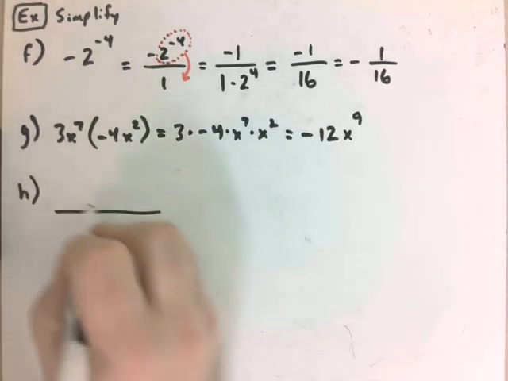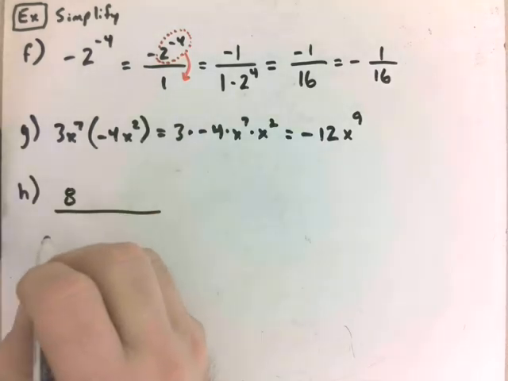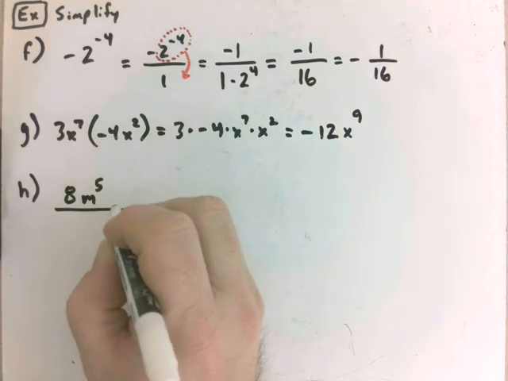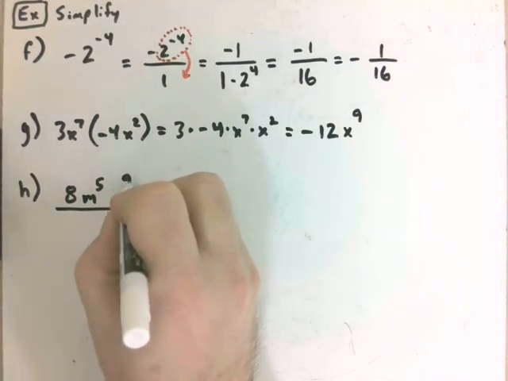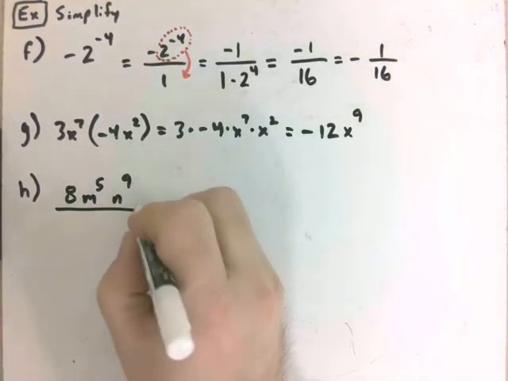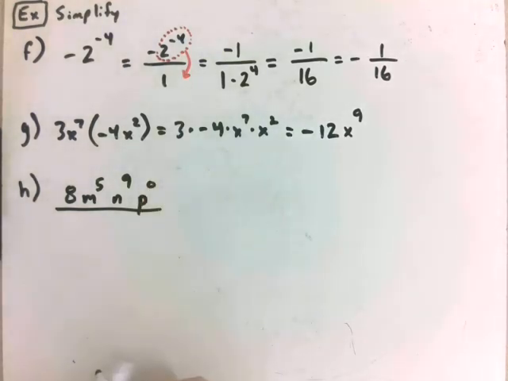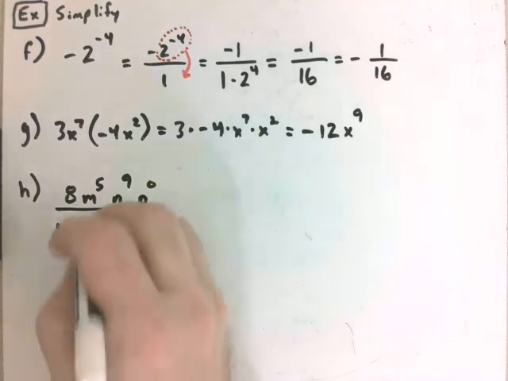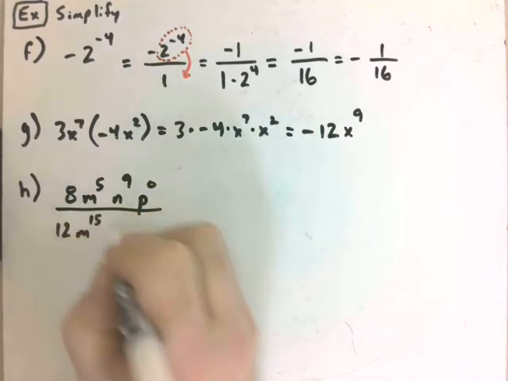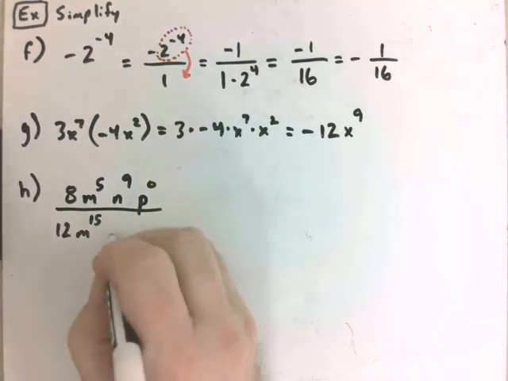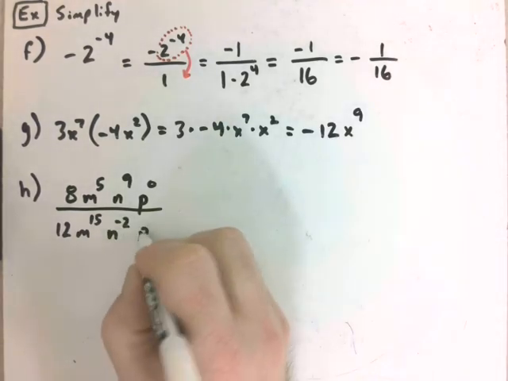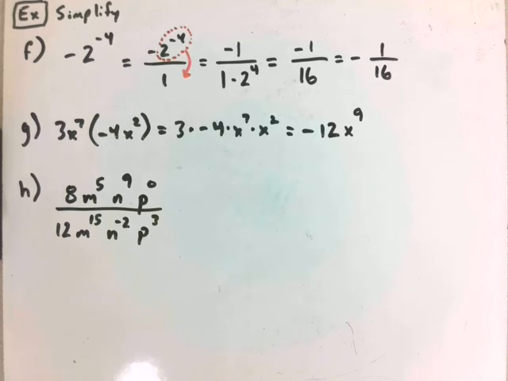For letter H, we're going to take a look at an 8m to the 5th n to the 9th p to the 0 over a 12m to the 15th n to the -2 p to the 3rd.